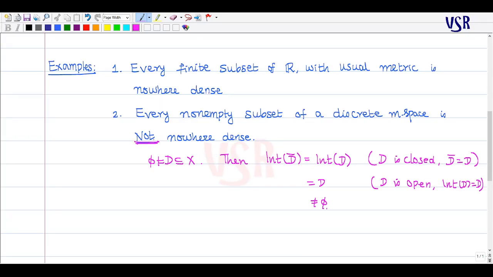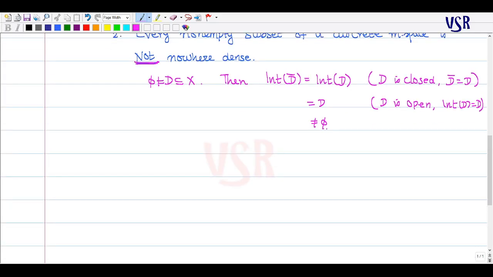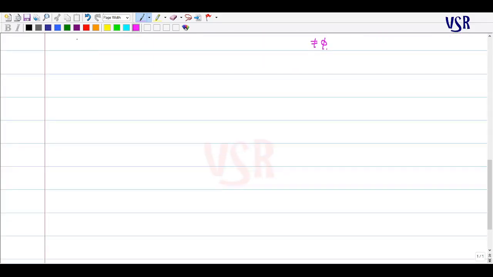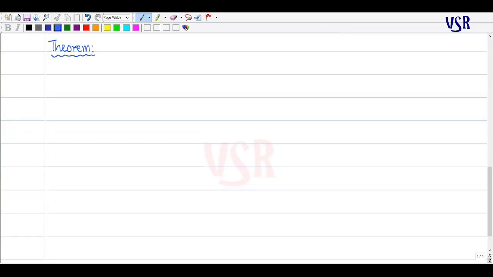So we can construct many examples like this. Now I am going to prove an important theorem. Let me first write the statement of the theorem. Note that this is an important theorem because we are going to use it in proving the Baire category theorem.